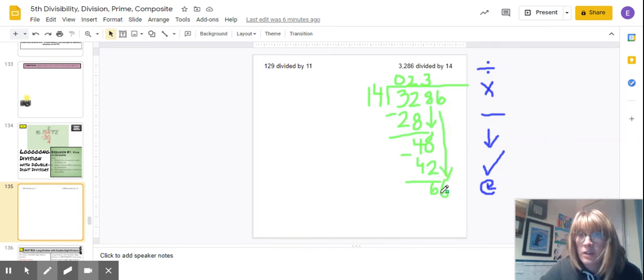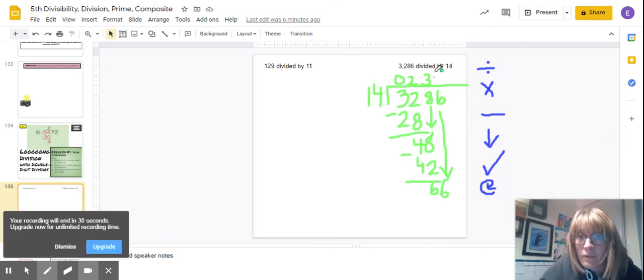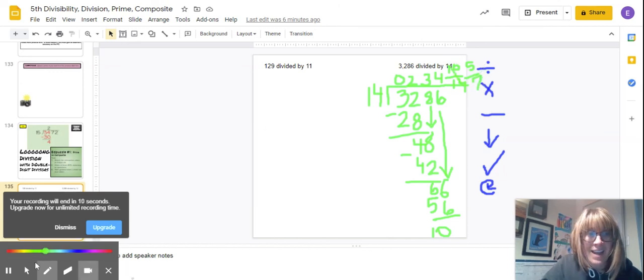And does 14 fit into 66? Yes, 66 is bigger. And so it fits 4 times. We multiply and we end up getting 56. We subtract. There's nothing left to bring down, so we end up with 234 and 10/14, which can be reduced down to 5/7. Reduce. All right, that is long division with double-digit divisors.